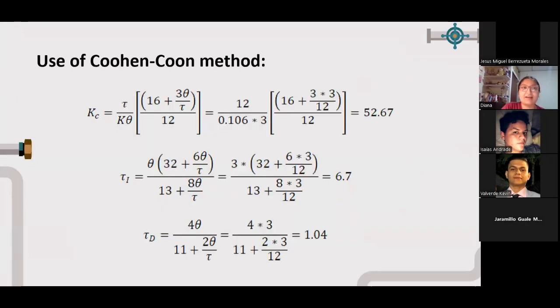Next. Well, for the use of the Cohen-Coon method, we use the previous equations for the proportional gain. We replace the gain, the dead time, and the tau we calculated before, and we got 52.67. Sorry, for the integral tau we get 6.7, and for the derivative tau we get 1.04.